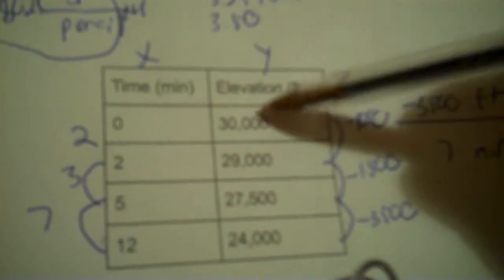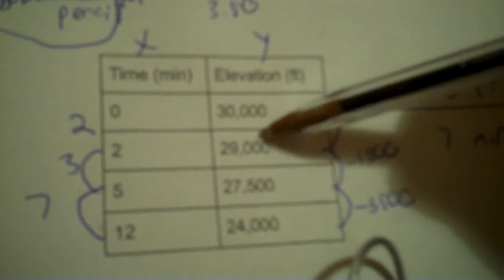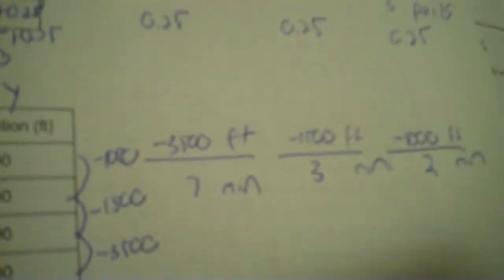Okay, now the reason you got negative is because what happens from here to here? It goes down. Here to here, down 1,500, down 3,500. That's why I usually work my way from the bottom up to find what it's changing by. Up 2, up 3, up 5, up 7. Okay, divide them. See if you get the same thing.